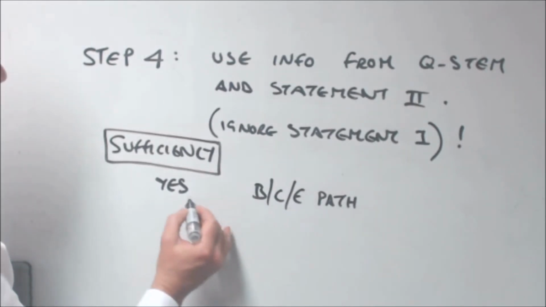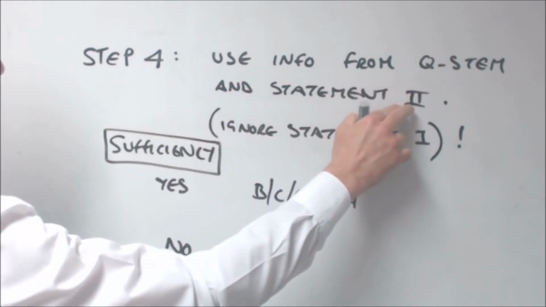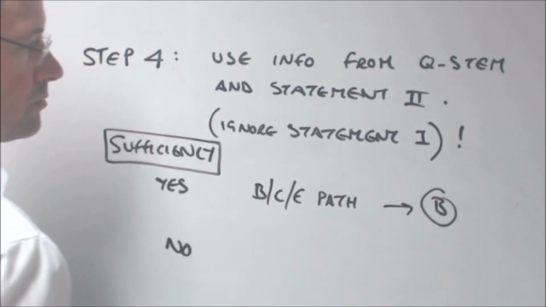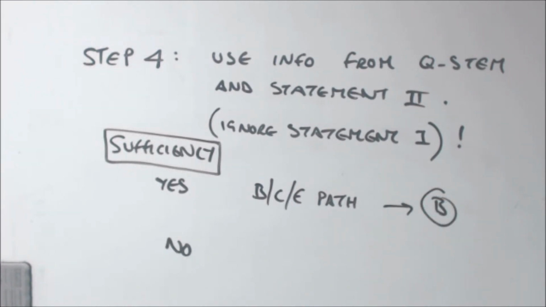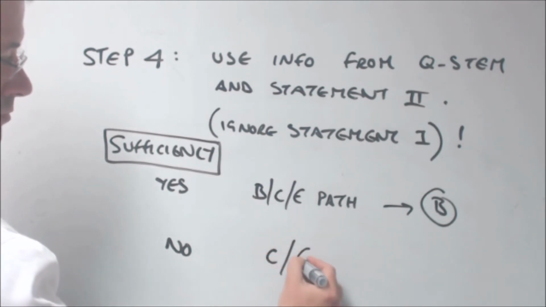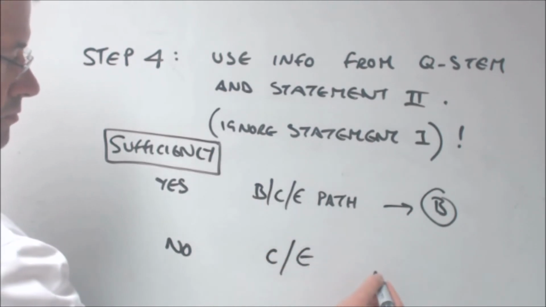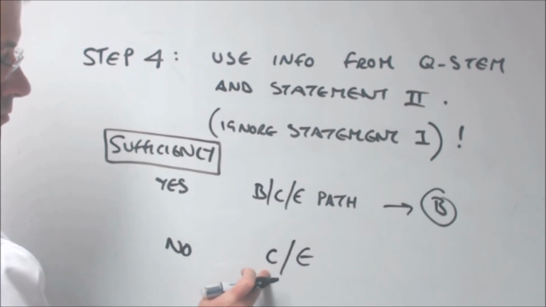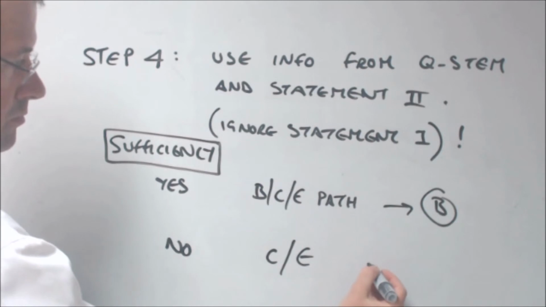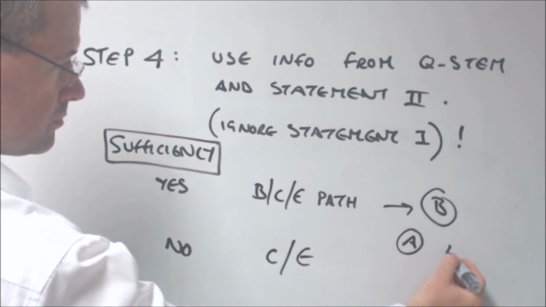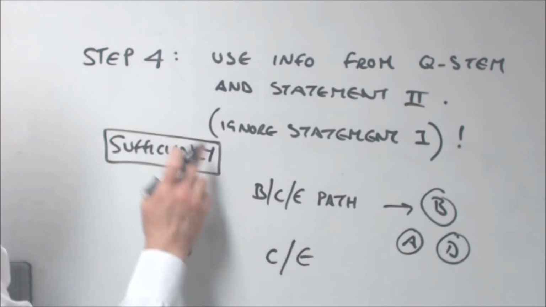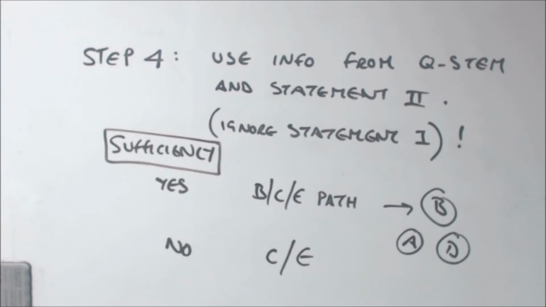But what if the first statement was not sufficient and we're down the BCE path? Well, again, we ignore the first statement, we're focusing on the second statement. If the second statement is sufficient, the answer now is B. So we consider B as a no yes. In other words, no, the first statement wasn't sufficient, the second statement was. If we get no, no, in other words, neither statement is sufficient by itself, then the answer choice will be the CE option.